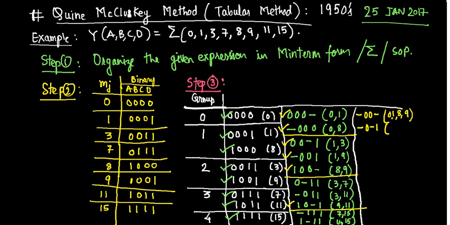9 11. This one, right? 1 3 and 9 11. So 1 3, 9 11. Is that okay? Now go for this one. This bar is covered.